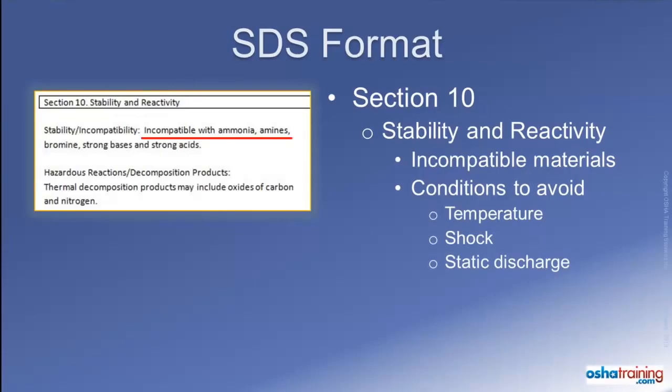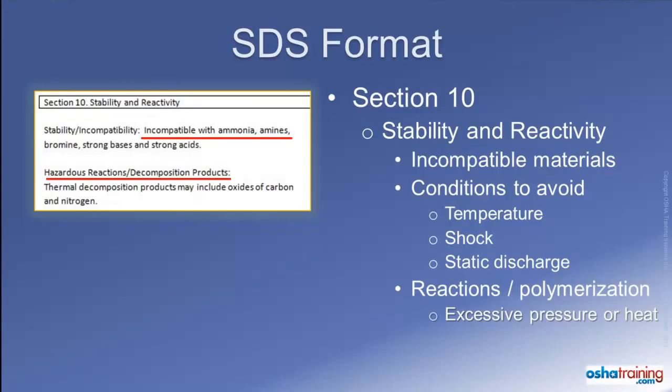There will also be information about any conditions that could cause the chemical to react or polymerize, as this could cause the product to release excessive pressure or heat, or create decomposition products that could be harmful to exposed workers. And when applicable, this section will also provide information about stabilizers that may be needed to maintain stability of the product.